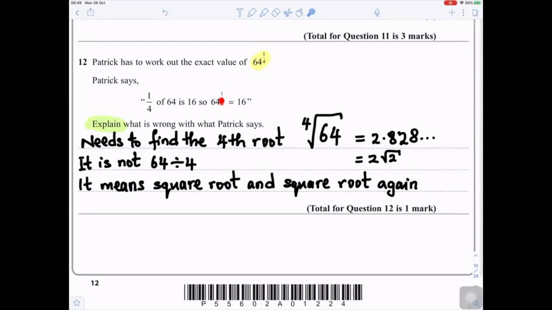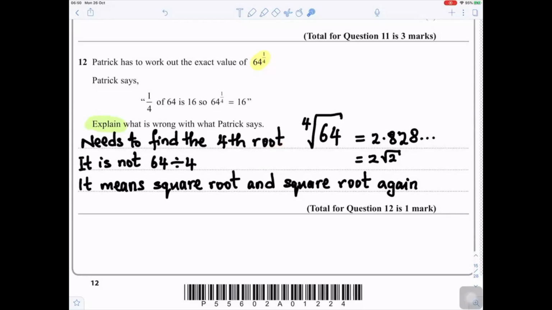64 to the power 1/4, you write it as the 4th root of 64. The 4th root of 64, if you put that in the calculator, is 2.828, or 2 root 2. So what Patrick needs to do is find the 4th root.